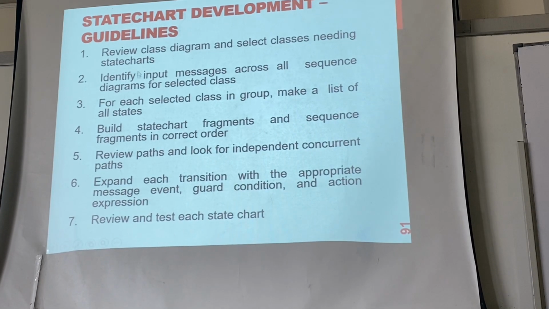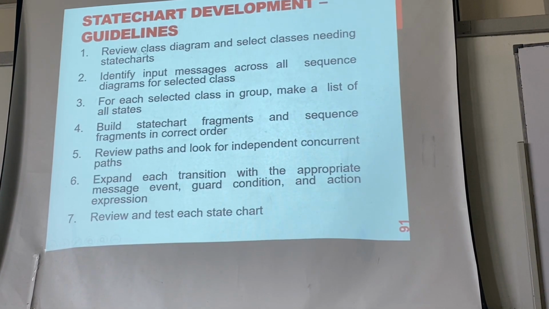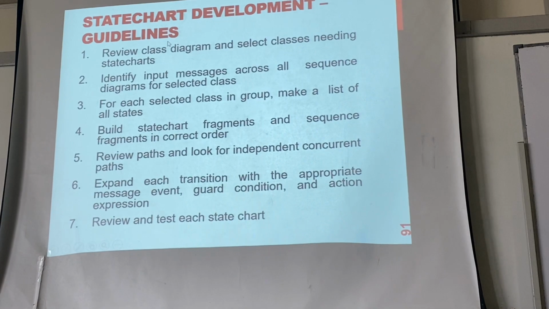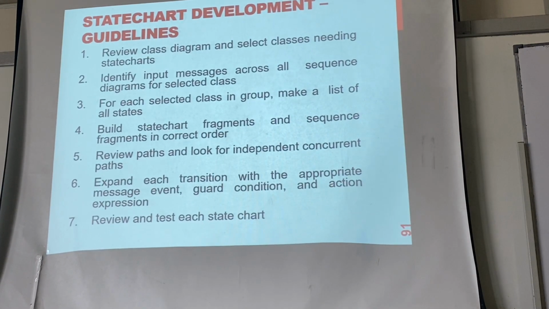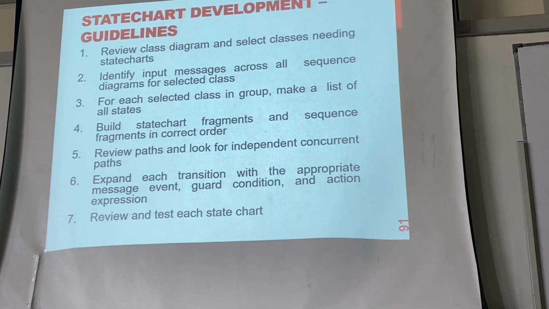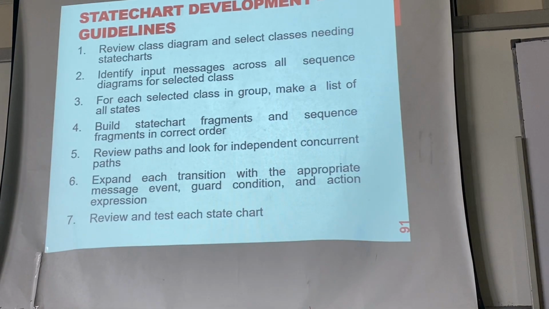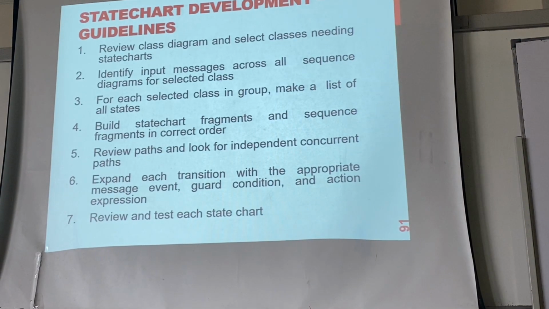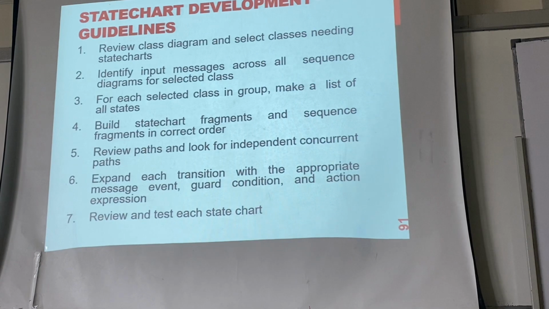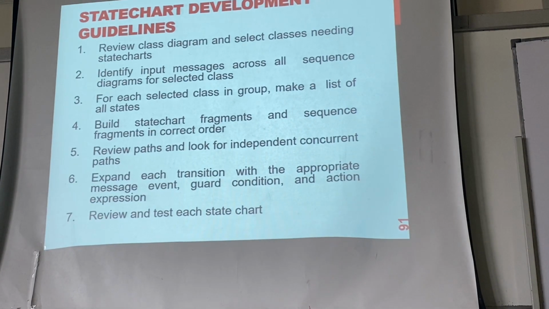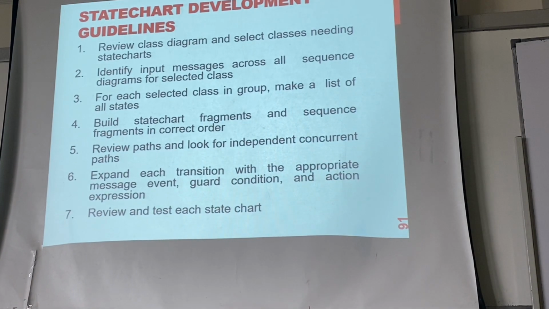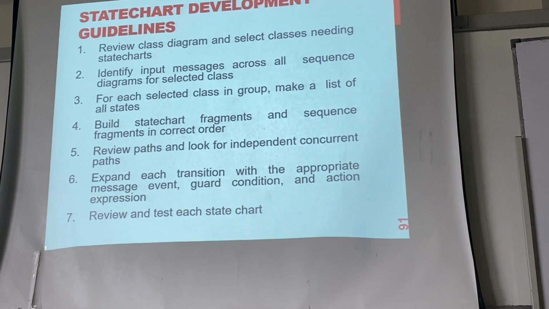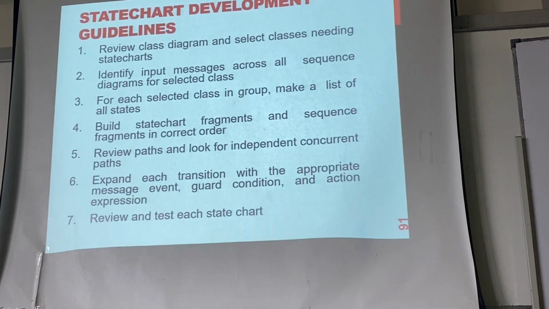So now, the guideline. Quickly go through the guideline. Review the class diagram. Go through the class diagram and pick which classes you need to draw a state chart for. Again, no need to draw for every class. Don't draw for every class. You might have 50 classes, 30 classes, or 20 classes. You don't have to draw for all the classes. Just pick some important classes. Your assignment, I had better preview now.